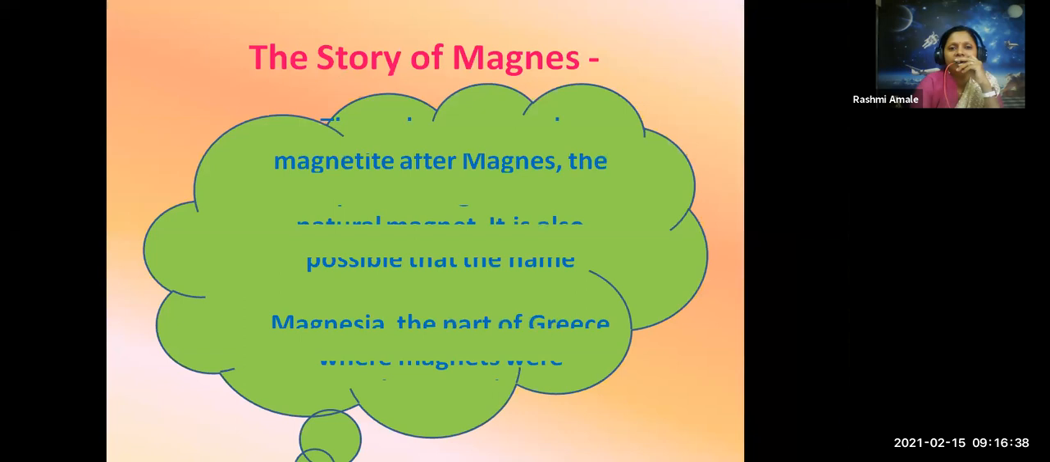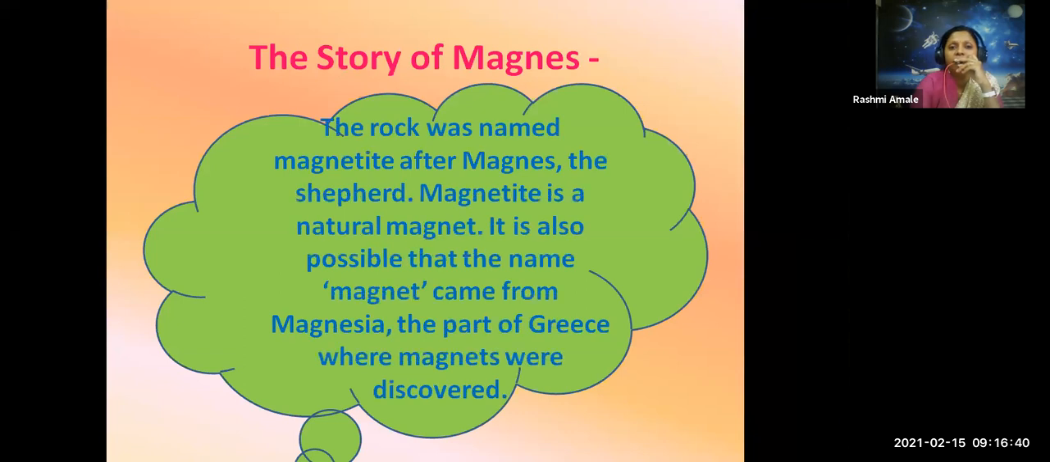So later on that rock was named magnetite after Magnus the shepherd. Magnetite is a natural magnet. It is also possible that the name magnet came from Magnesia, the part of Greece where magnets were discovered. So this is the story of Magnus, and this was how magnet was discovered.